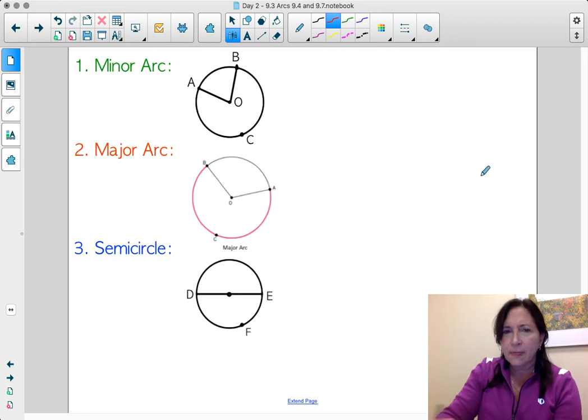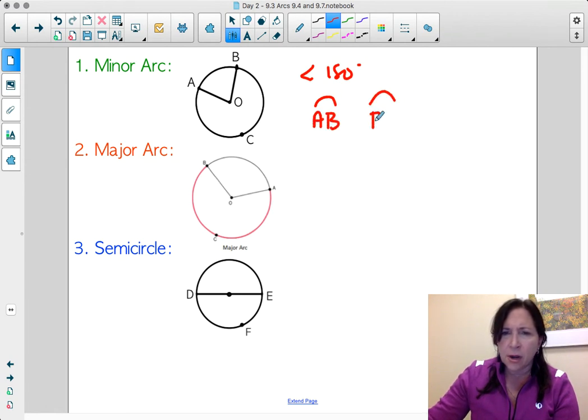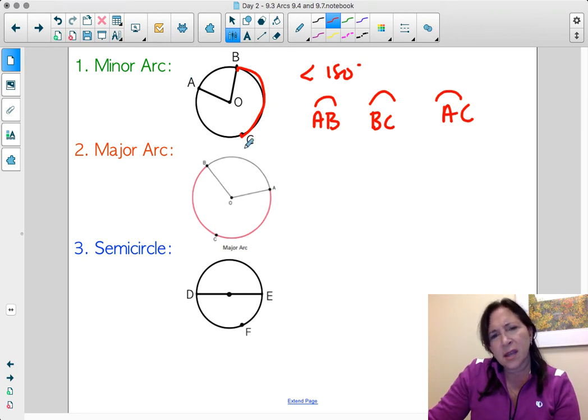So just to recap, minor arcs are less than 180 degrees. You would say a minor arc uses 2 letters. You could say minor arc AB, you could say minor arc BC, which would be from here to here, you could say minor arc AC. So those are all my minor arcs.